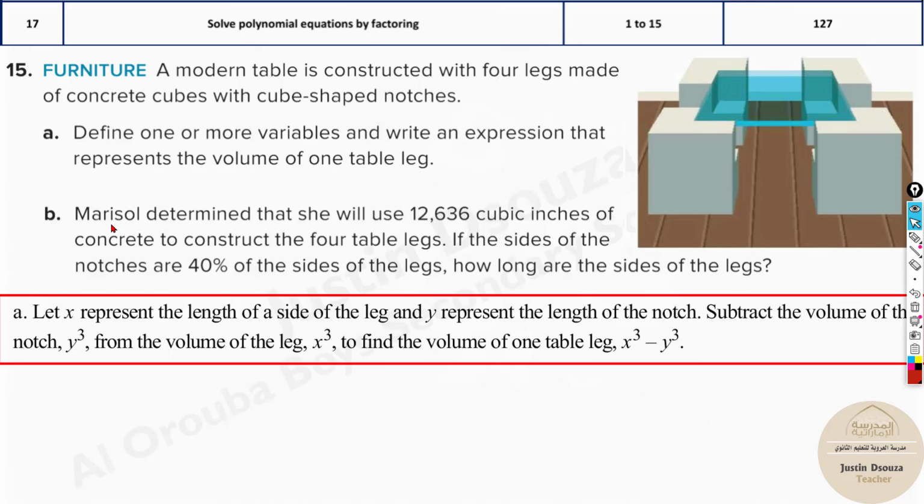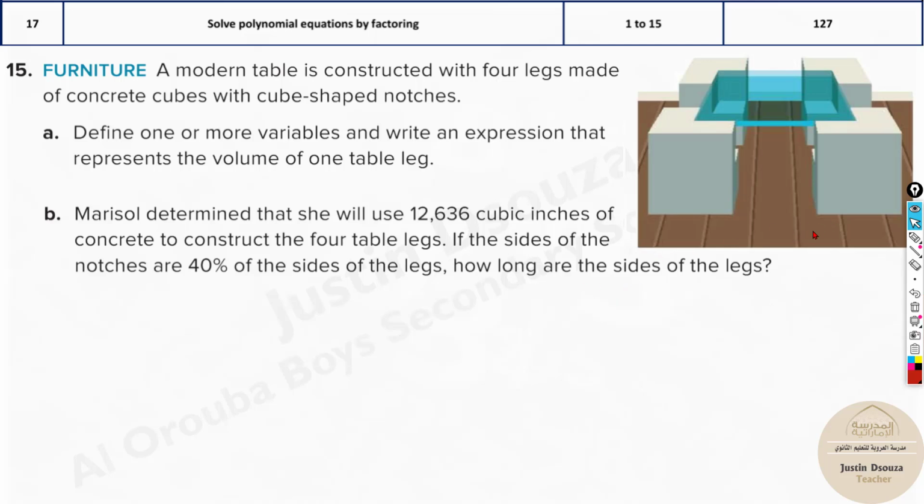Now they have told us Marisol determined that she will use 12,636 cubic inches of concrete to construct the four table legs. If the sides of the notches are 40% of the sides of the legs, how long are the sides of the legs? Okay, they have given us the volume she will use to construct the four table legs. So for one table leg, how much did we find the volume to be? It was x cube minus y cube, right? But for 4 it is 4 times.